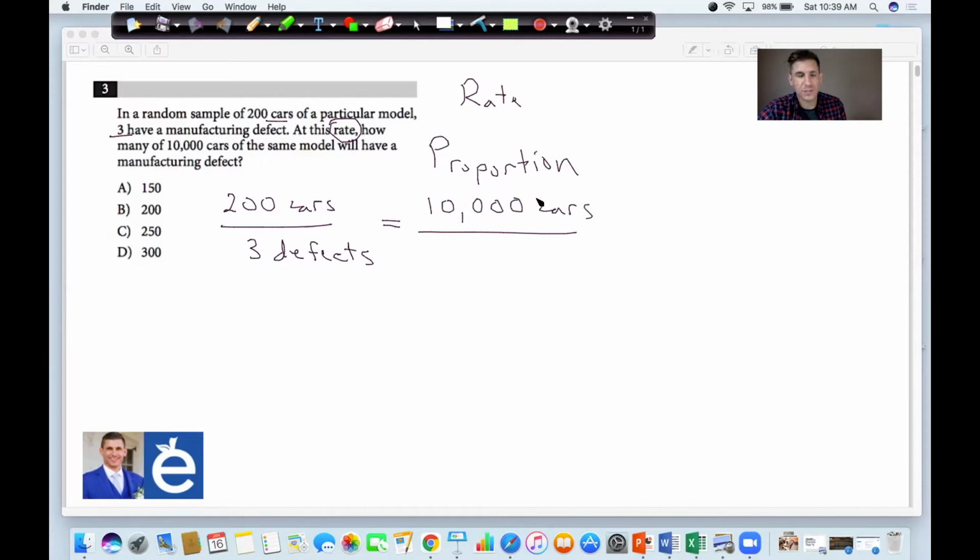Now, to be fair, this question is not incredibly difficult. This is a section 3, but being able to break down the problem is essentially the same for any type of ratio and proportion problem. That's why I'm starting fairly simplistic, and then the problems will get a little bit more complicated. It says of the same model will have a manufacturing defect, so this is like X defects. I want to know how many defects I will have per 10,000 cars if my rate is 200 cars per three defects, because it says at this same rate.